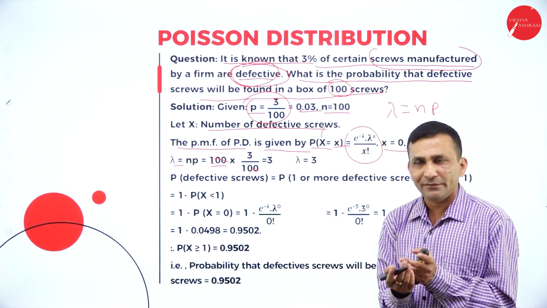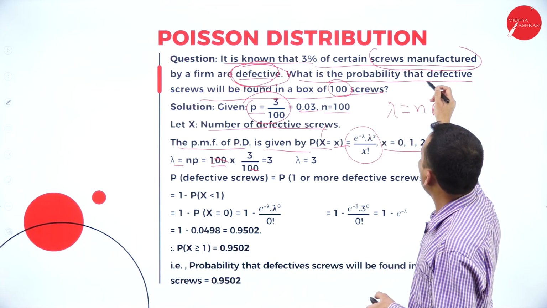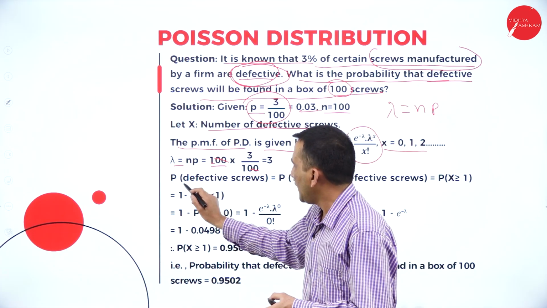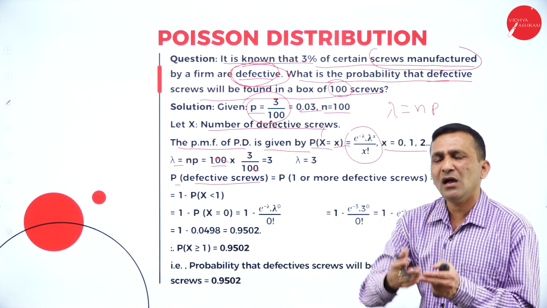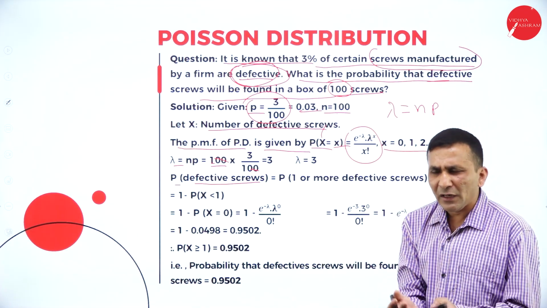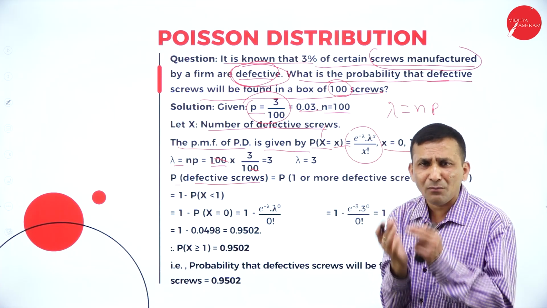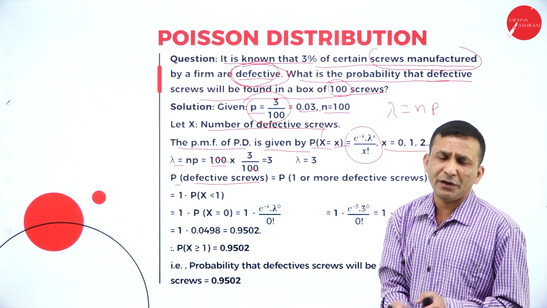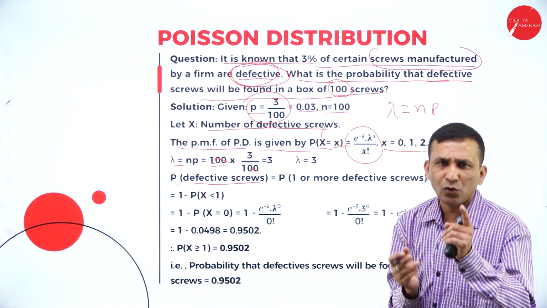Once you get the lambda value, now we go for finding the answer to the question which is related to defective. Okay, so the probability of a defective screw may be 1 or more. Out of 100 screws there will be a number of defective ones that you are able to identify. That's what the total probability in this case will be, total 1.